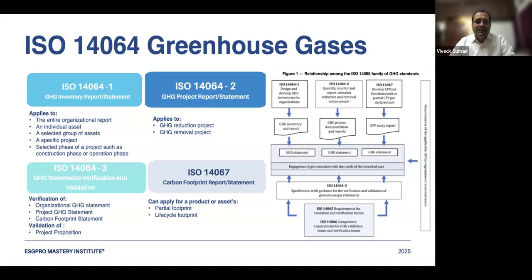Now, there is another standard, which is ISO 14064-3. That standard is basically a guideline for verification and validation of project proposition. That's what we understood last time. And then there is an independent ISO standard, 14067, that applies to partial footprinting of the product or the company and operation or asset, or complete life cycle footprinting of that particular stuff. And with that, we close the 14064 understanding.